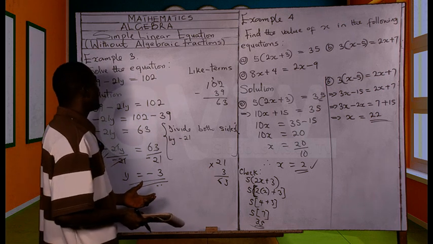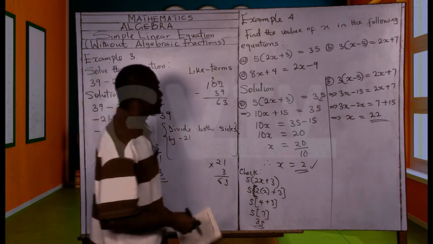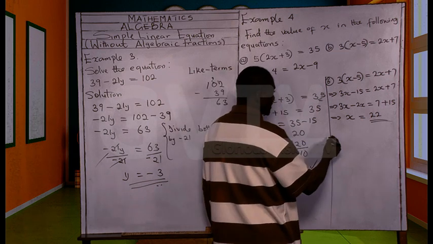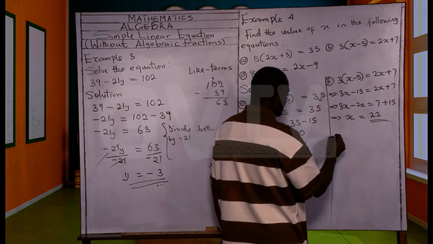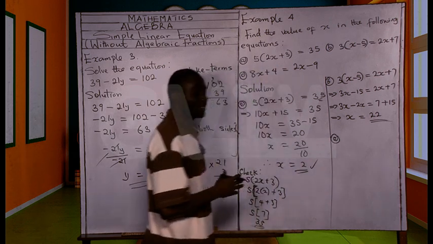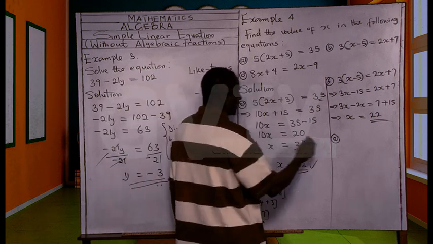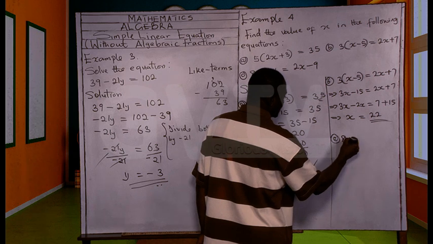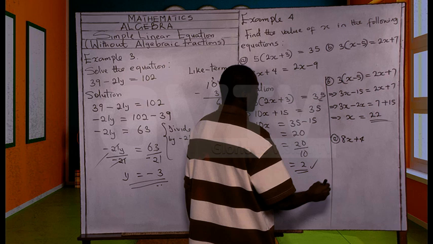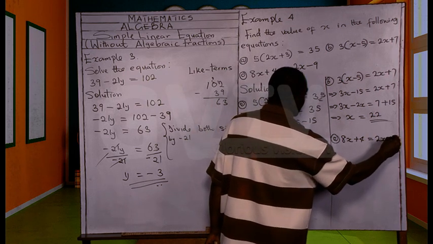So that is that. Question letter C. We can still maintain this space. Question letter C. We have, I hope you can see, 8x plus 4 equals 2x minus 9.